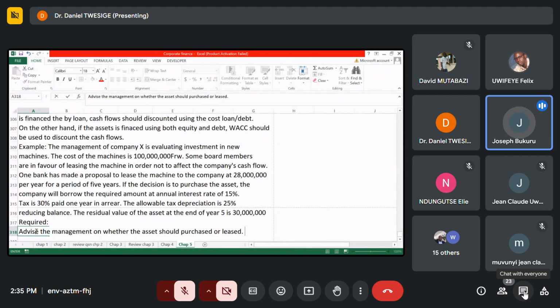The next sentence, I think, should be lease. The next thing, if the decision is to purchase the asset. Yes, if the first decision is to lease, the company will lease it at 28 million per year for 5 years. But if they decide to purchase, they will have to borrow money. It means the asset is going to be financed by a loan.